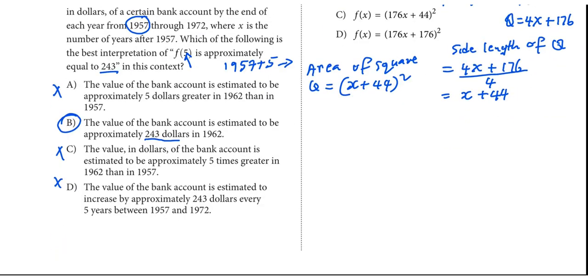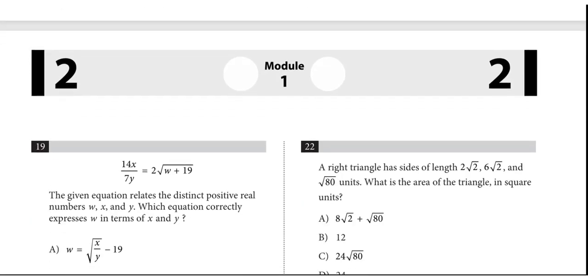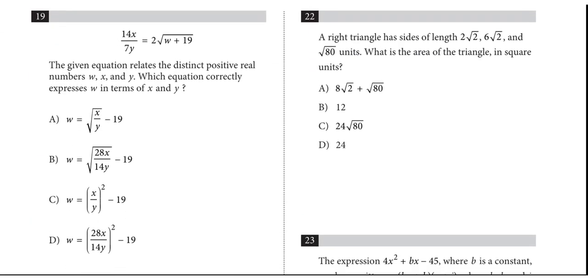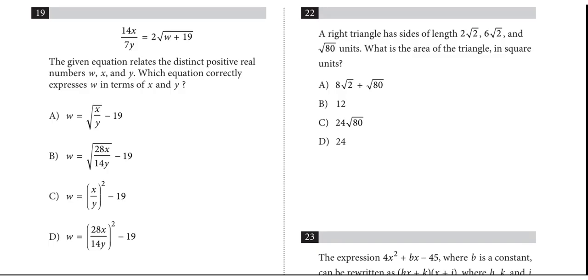So let's quickly move on to question 19. The given equation relates the distinct positive real numbers w, x, and y. Which equation correctly expresses w in terms of x and y? Okay, so in this case, we are going to write the equation in terms of w. So we have 14x over 7y is equal to 2 root w plus 19. So first we are going to divide both sides by 2.